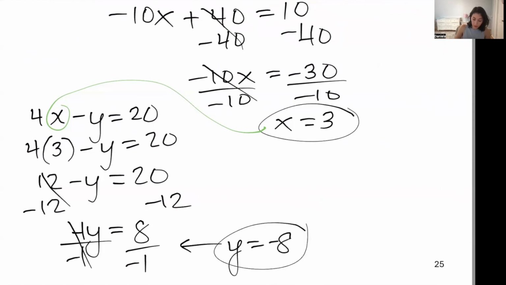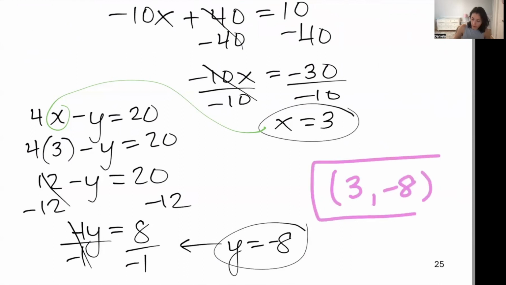So remember that the final answer should actually be an ordered pair, because if we were to solve this by graphing, the answer would be that intersection point. So we would write the final answer that way.